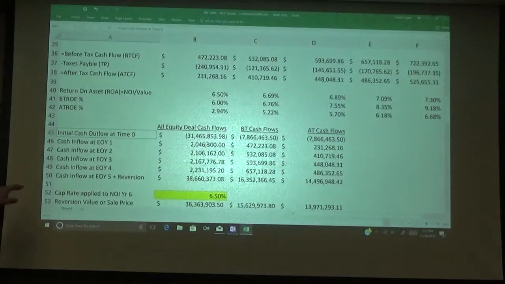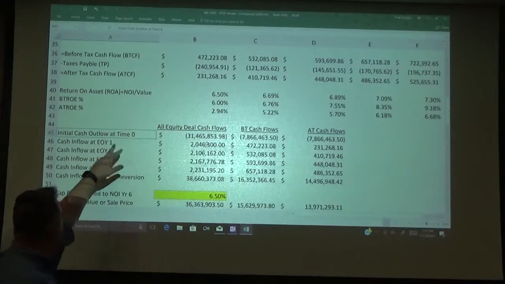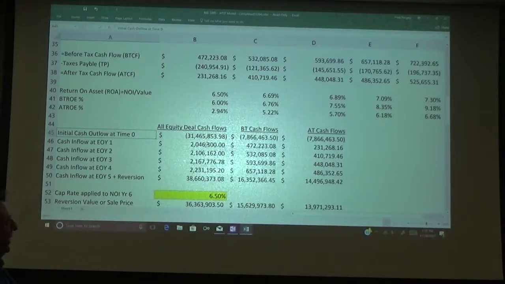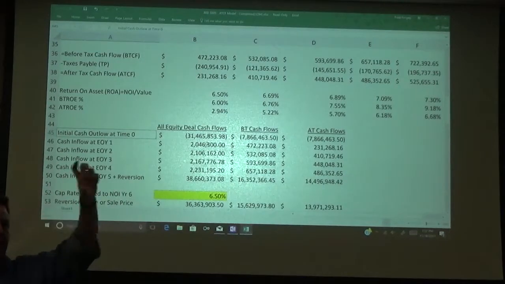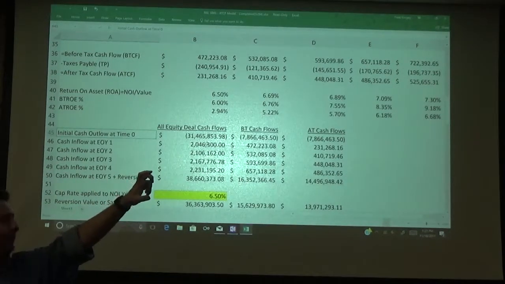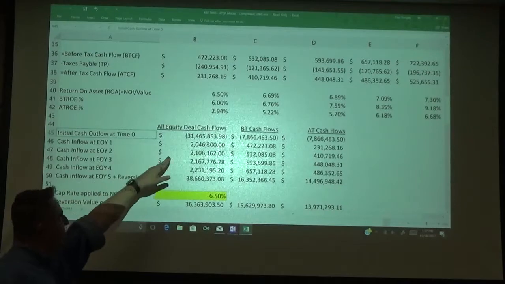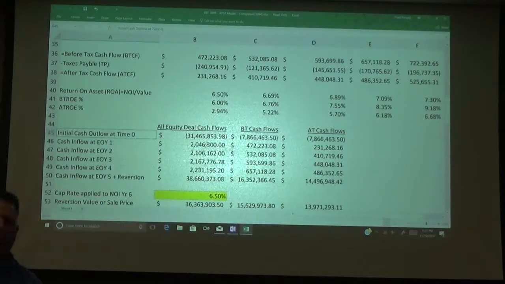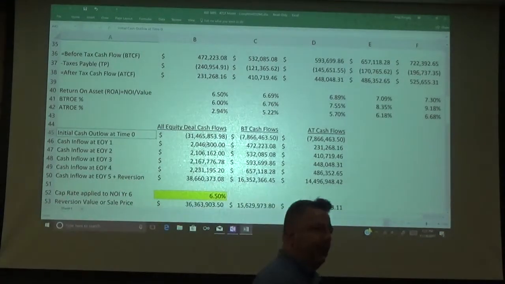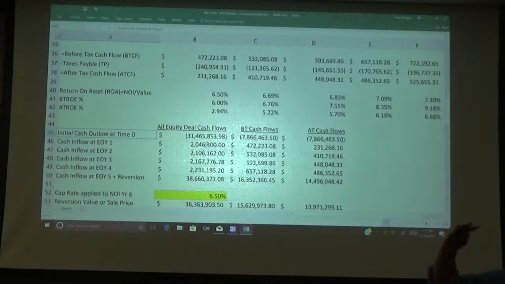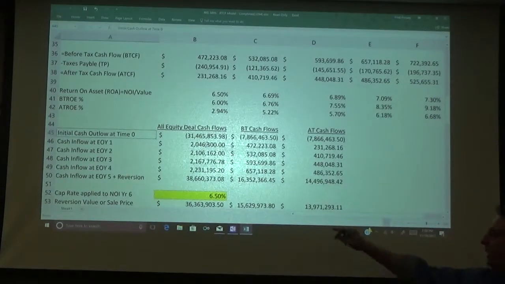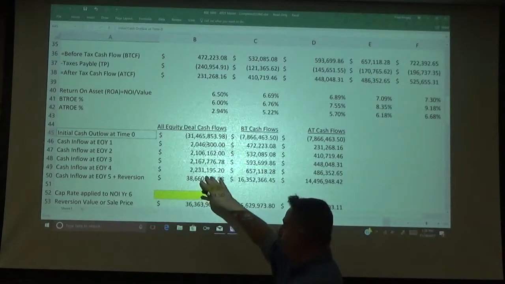All right, so let's make sure that you know where these numbers are coming from. The $31,465,853.98 is simply what? The overall value of the property, okay? And then the cash inflows. Where are we pulling those numbers from? Net operating income. So years 1 through 5 of net operating income is all these numbers represent.